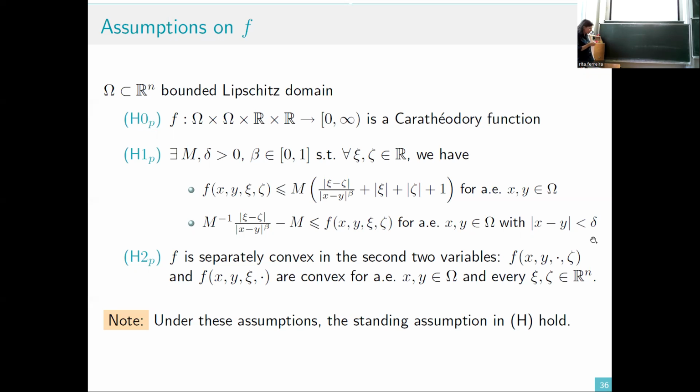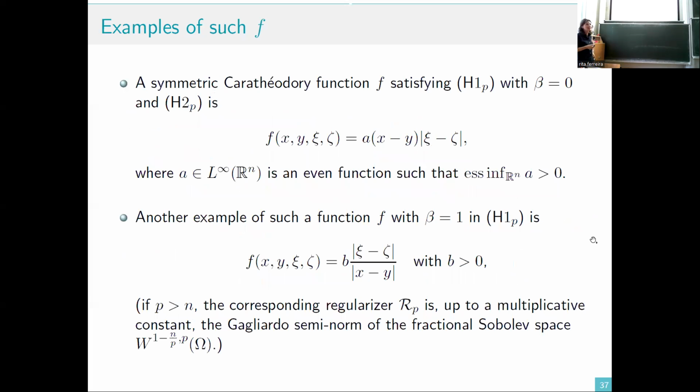If you assume these assumptions, then together with the standing ones, remember the domain is non-empty and the regularizer is lower semi-continuous, this holds true. With that we are fine. Again, you want to make sure that you are not working with the empty set of functions. Simple ones that satisfy the assumptions I was showing in the previous slide look like this. For example, here, a is just an even function that is bounded away from 0 from below. This is another function that satisfies the previous assumption for certain parameters. So we are not working with the empty set, good.